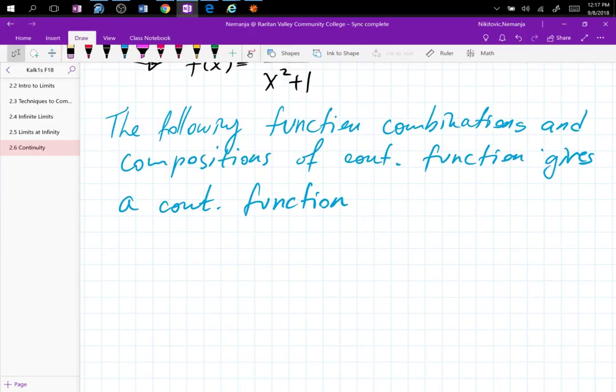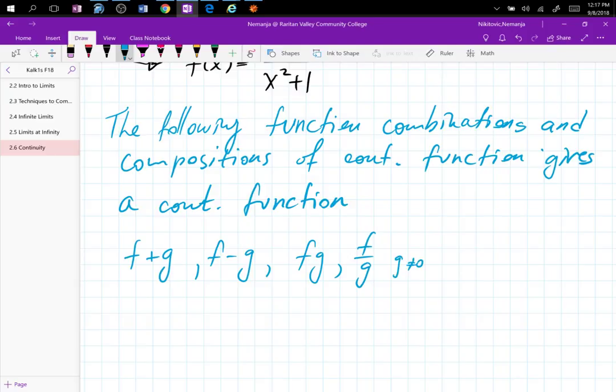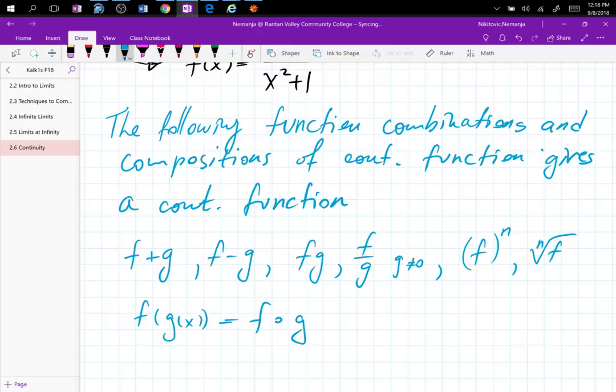What do you have? Well, obviously addition of two continuous functions is going to give us a continuous function. The subtraction as well, multiplication, division, given g not zero, right? And then you have f to some exponent, and whatever root of that f. So all of them are continuous. And then we have our function composition, which means f of g of x is f composed with g. What you get from here will also be continuous.